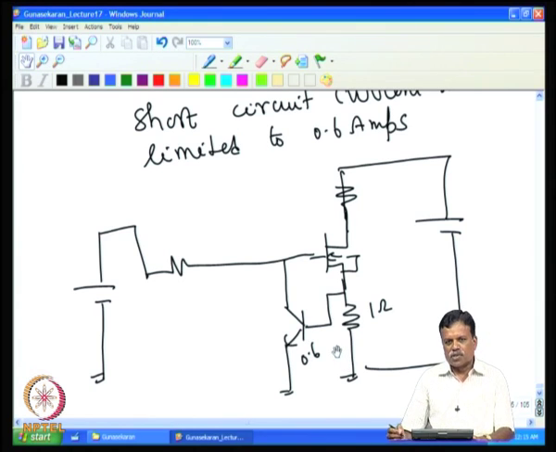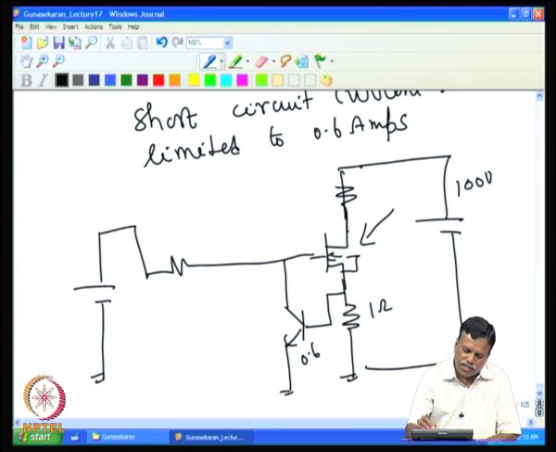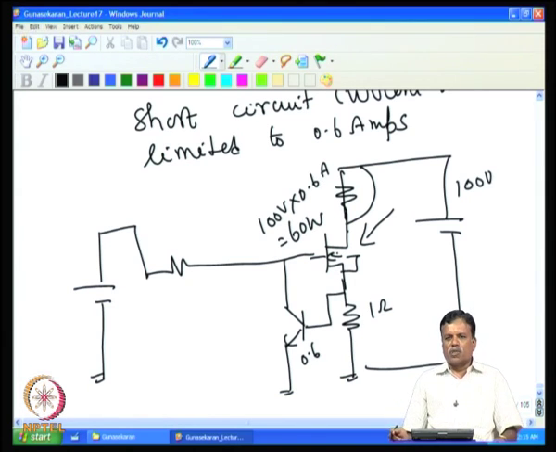The same technique can be used, but in both cases we have an issue: the heat dissipation. If it is 100 volt and there is a short circuit with 0.6 ampere going through that, then the heat dissipation will be 100 volt into 0.6 amps, that is 60 watts of power dissipation, and this is true in the transistor also. But one can actually avoid the 60 watt power dissipation if we can shut down the transistor once we know that a short circuit has occurred. Now, that can also be done in the MOSFET.